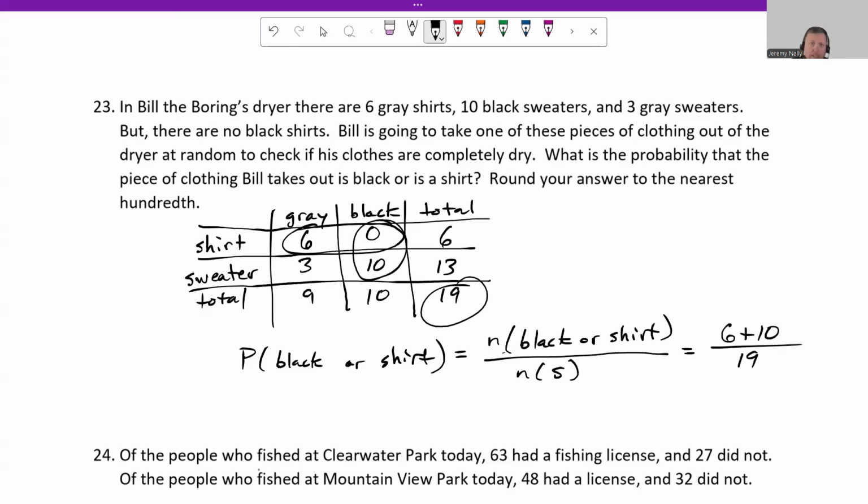Now, once you've made the table, or if you made a Venn diagram out of this, you could clearly see what's mutually exclusive and what's not. But we didn't really have to think too hard about it when we made the table. So we got 16 over 19. And it said to the nearest hundredth, so I have to do one more thing. So punch it into the calculator. So I get approximately 0.84.